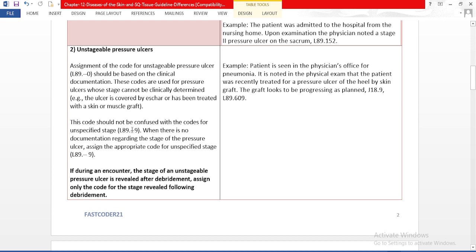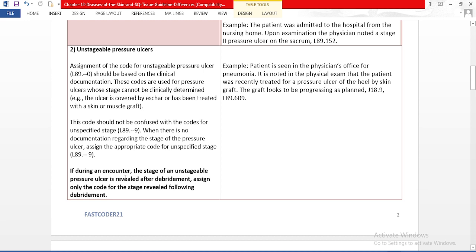So this code should not be confused with the code for unspecified stage. Here, L89.9: when there is no documentation regarding the stage of the pressure ulcer, assign the appropriate code for unspecified stage. So when there is no stage specified in the documentation, we need to code this unspecified stage series. We have one more important guideline here.